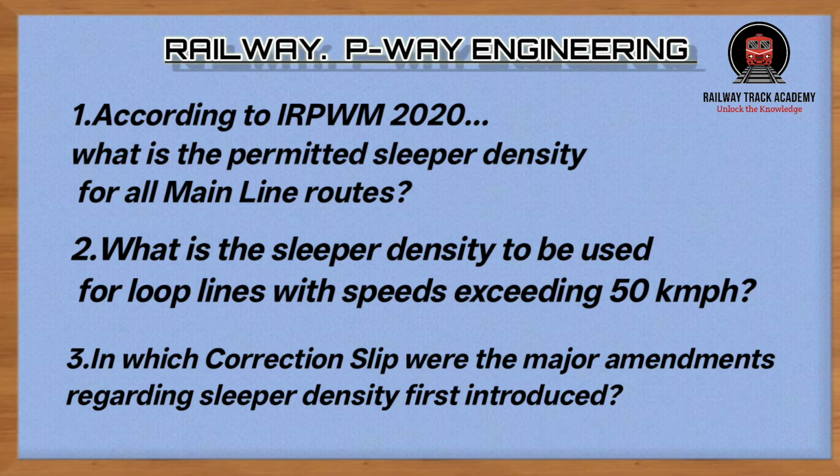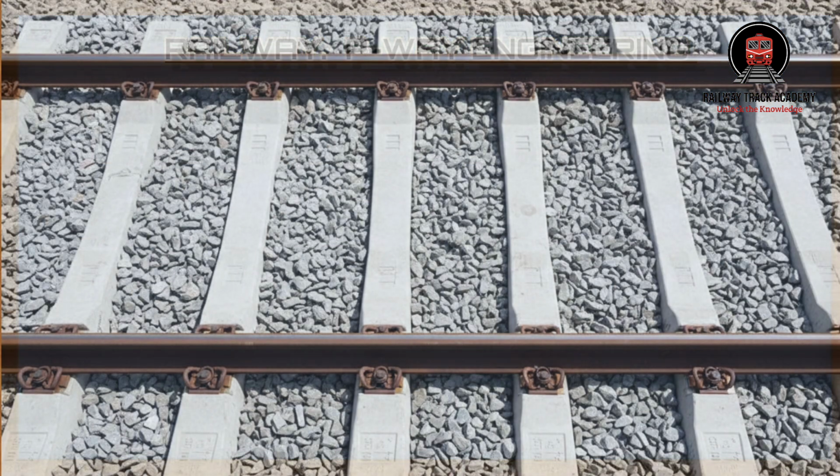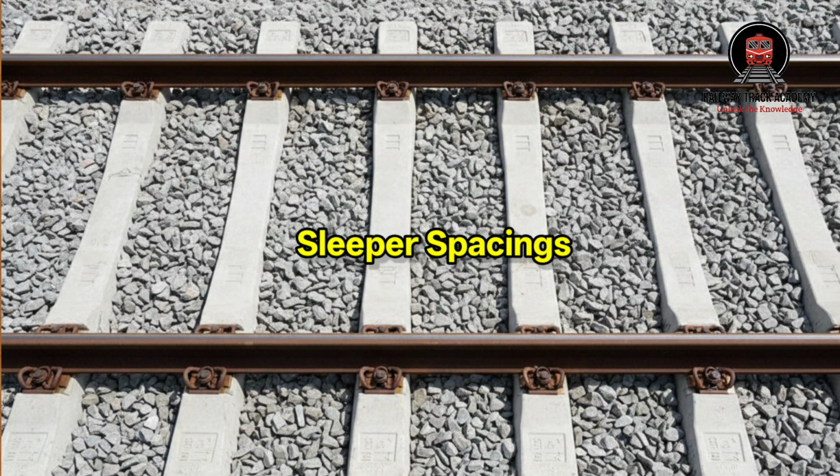We will discuss these in detail in our upcoming videos. So today we learned about the evolution of sleeper density and how it is determined. As per latest updates, the standard density for main lines is fixed at 1660. In our next video, we will discuss sleeper spacing, calculation for 1340 density, and the permitted tolerances.